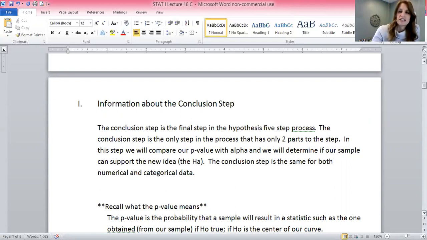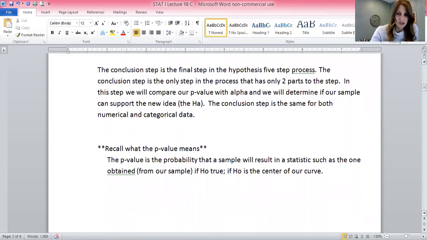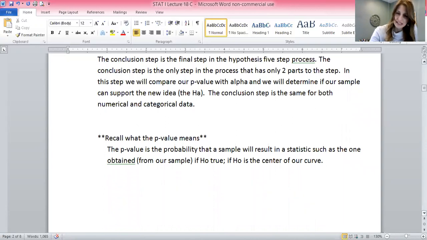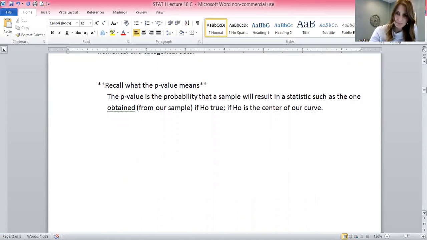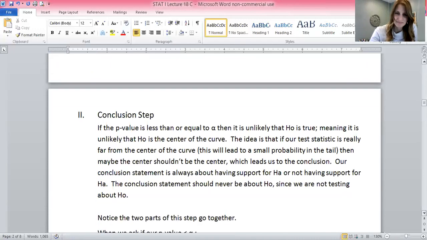Okay. So just keep in mind that p-value is the probability, right? That's what we calculated, that area under the curve, either to the right or to the left of our test statistic that we got last time. And we used our calculator for that.